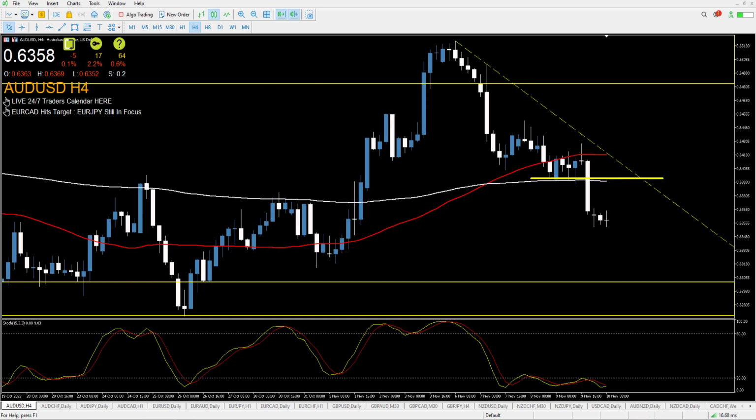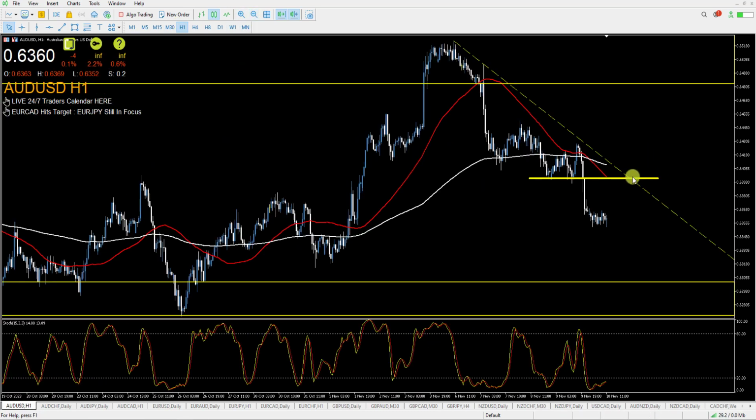I mean, 4-hour time frame, you can see price making lower highs and lower lows. I wouldn't mind seeing a move back towards this trend line resistance as well as these lows, and then look to see if there's a potential opportunity around there. On an hourly, that would be a nice test of the 50 MA as well.